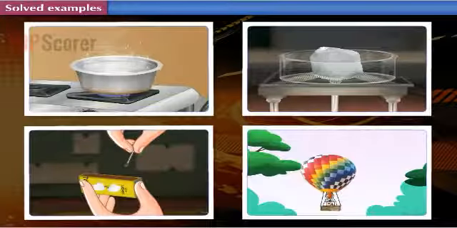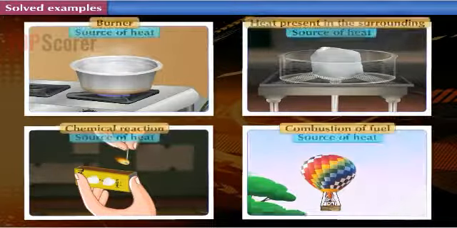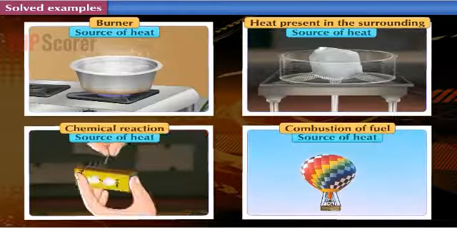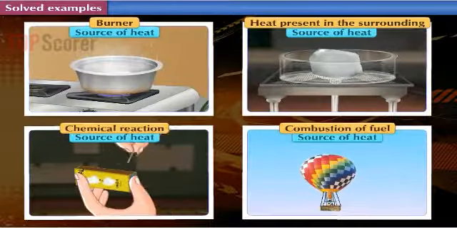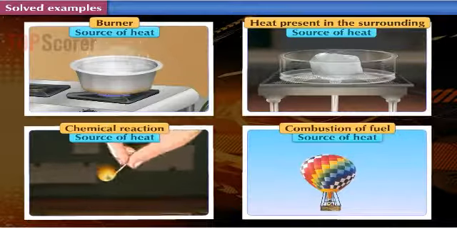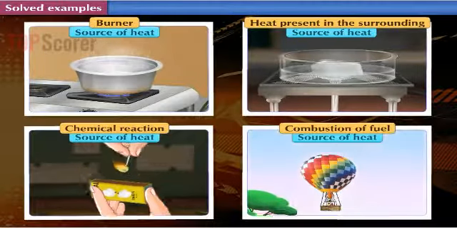Before solving numerical examples, we observed few events. Here they are again. Observing all these events, it is very clear that in each case, the source of heat is different. Come, let us then know about various sources of heat in brief.